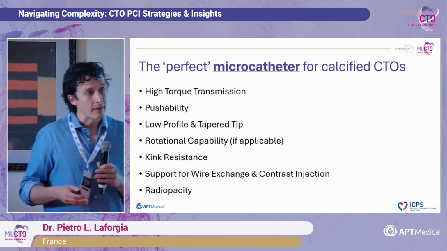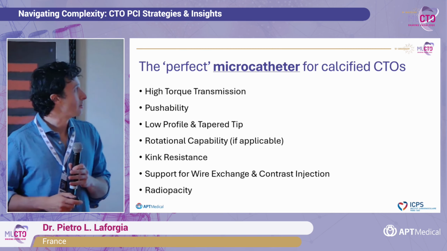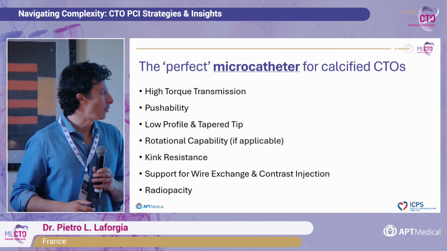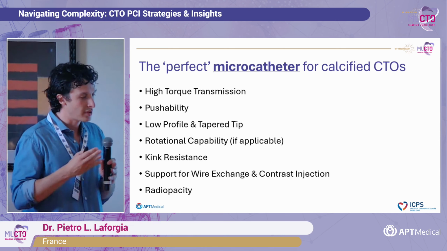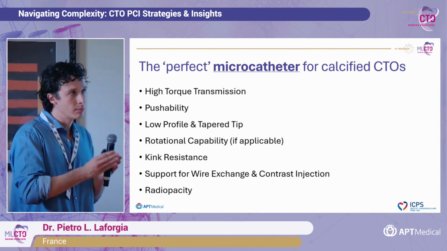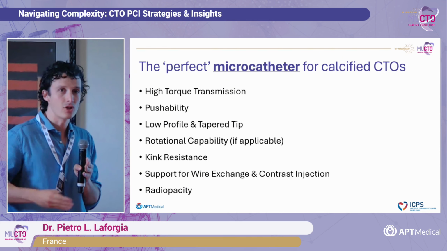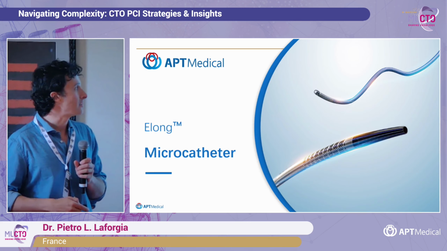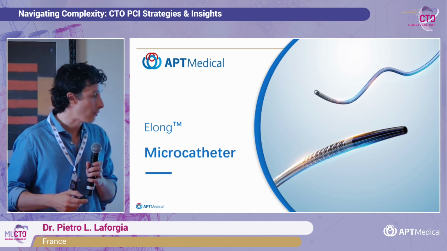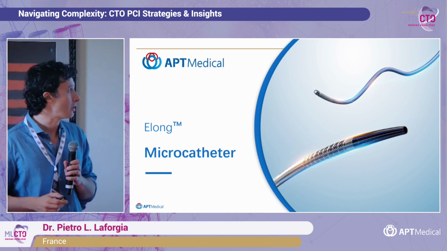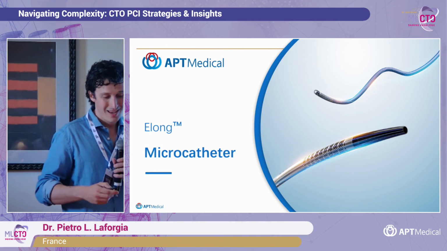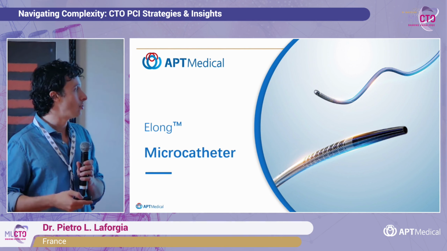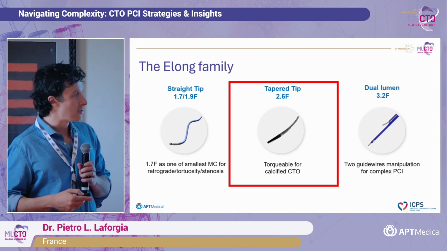And that is why, as a relatively young operator, I decided to stick with a strategy and not change material and devices in every case I do. So that's why most of the time I start by using the microcatheters from the Long family, which I think you're all familiar with in the APT Medical family, because it helps me to get a good success rate, especially in calcified CTOs, but not only that.